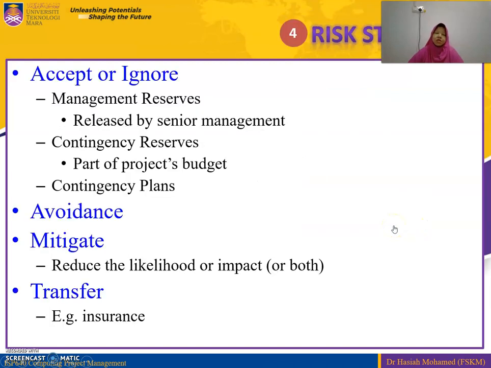Process number 4, the risk strategies. Either we want to accept or ignore. Management reserve is released by the senior management. We have the contingency reserve, which is part of the project budget. We also take a look at the contingency plan. So either we want to accept or ignore, or we want to avoid or mitigate, which means reducing the likelihood, or we want to transfer the risk.